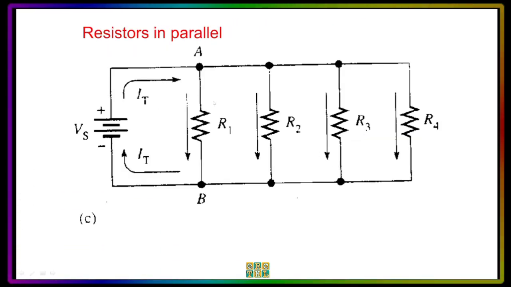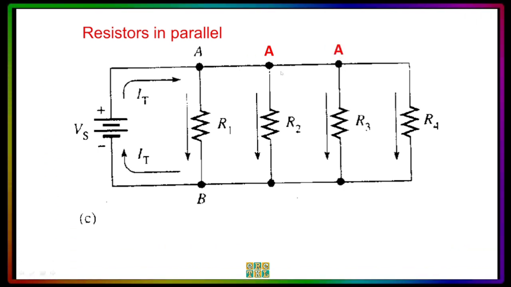Now this is another example of resistors in parallel. We have four resistors in parallel. R1, R2, R3, and R4 are all connected in parallel. As you can see, the node A here and the other node here can also be called A because there's no resistor or any component between them. Also here, this is also called node A because there's no resistor connected over here. So it's the same point.